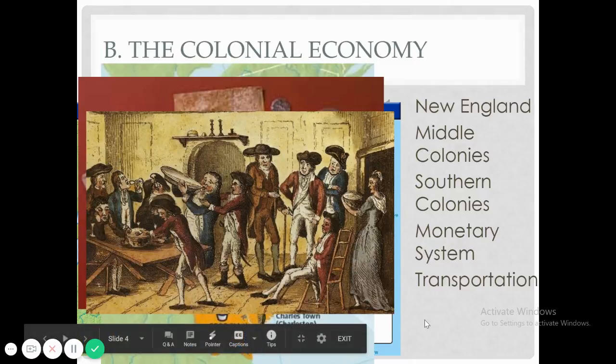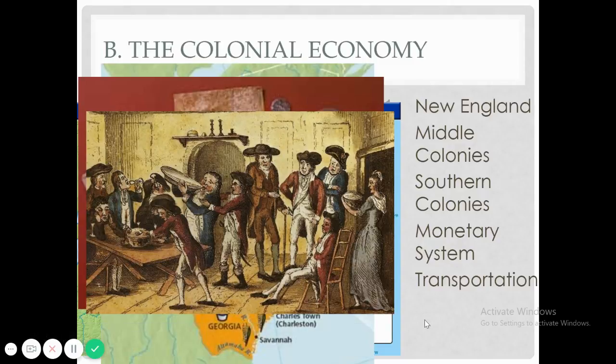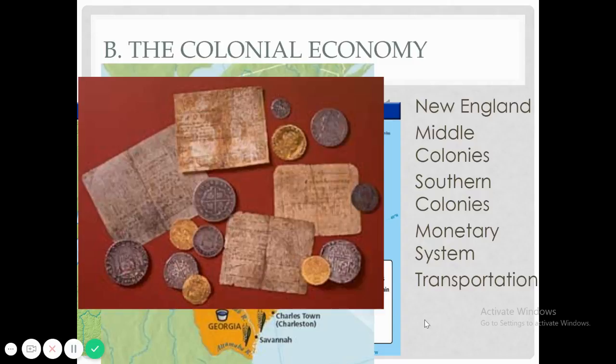I also noticed that I skipped the monetary system, so let's talk about the monetary system. Let's go back. So, the colonies were forced to use hard currency, gold and silver, to pay for the imports from Britain. And their imports were increasingly exceeding their exports. So some colonies actually attempt to supplement the money supply by printing paper currency, which you see here.